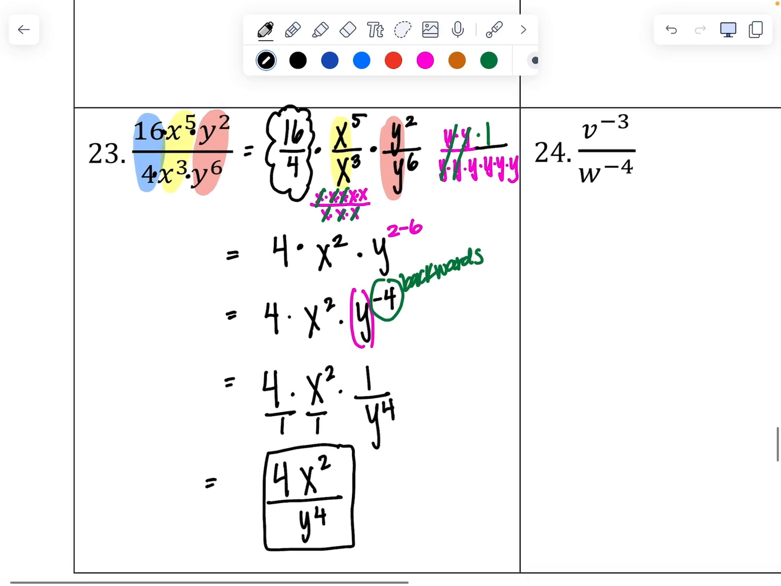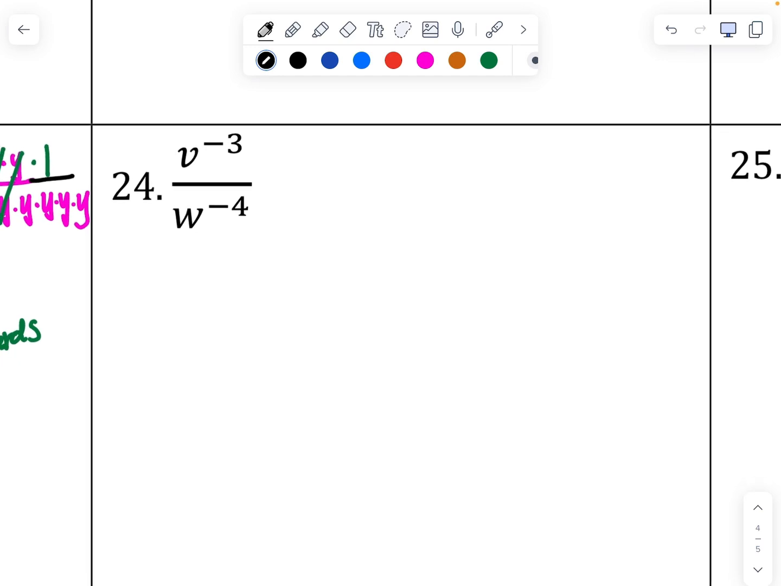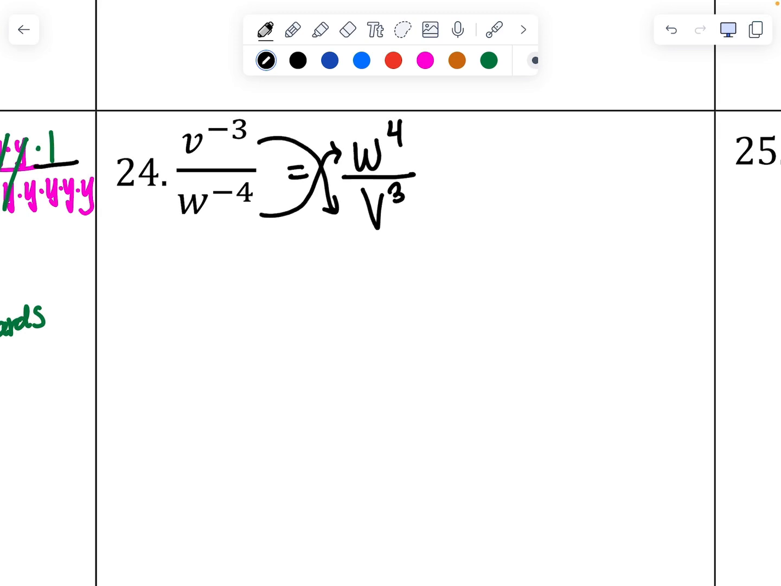Yes. Now we're going to go to number 24. There are two ways to do this. The quick way is, does anybody want to share what their answer is for this one? Yes, go ahead, David. W to the 4th over v to the 3rd. Correct. You just swap places. This one goes to the numerator, this one goes to the denominator, and change the sign of the exponent, just like Riley told us earlier on in the week, last week.